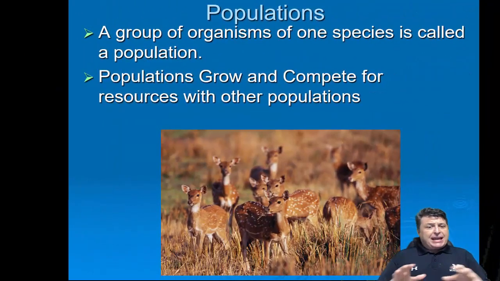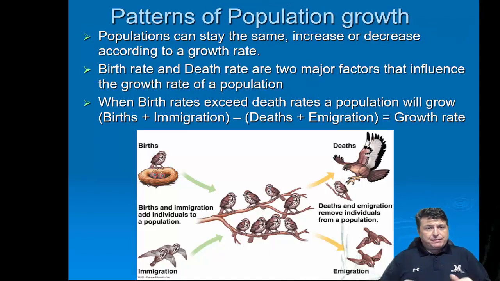So today we want to start with the idea of populations. And remember, a population is a group of organisms of one specific species. And the population actually grows and competes for resources. Now, populations can either stay the same, they'll increase or decrease according to a given growth rate. The two main factors that influence growth rate are going to be births and deaths. Births obviously are going to increase a population. Deaths are going to decrease a population.